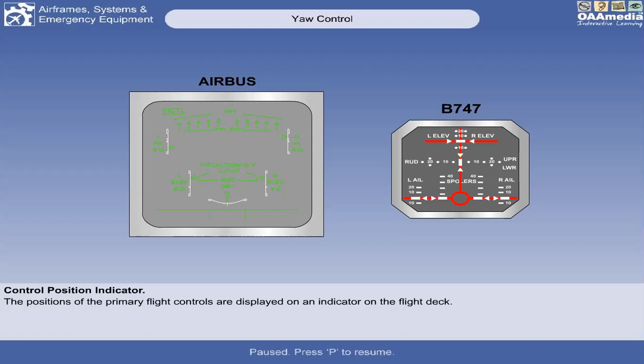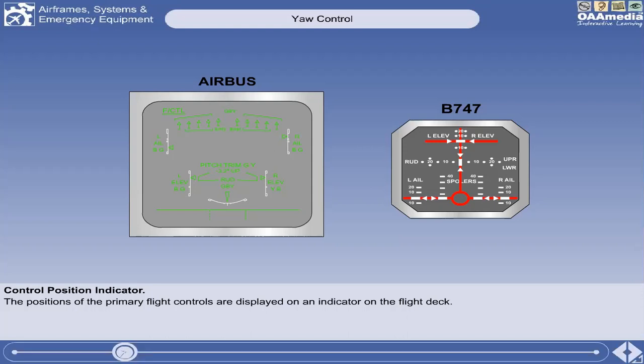As you can see here, the control position indicator, we have here for Airbus and we have for Boeing. There are a number of different systems used for this. Displayed here are the systems used on the Boeing 747 and on Airbus aircraft. The older electromechanical indicator for the 747 is quite simple and self-explanatory, but rather limited in what it can display.